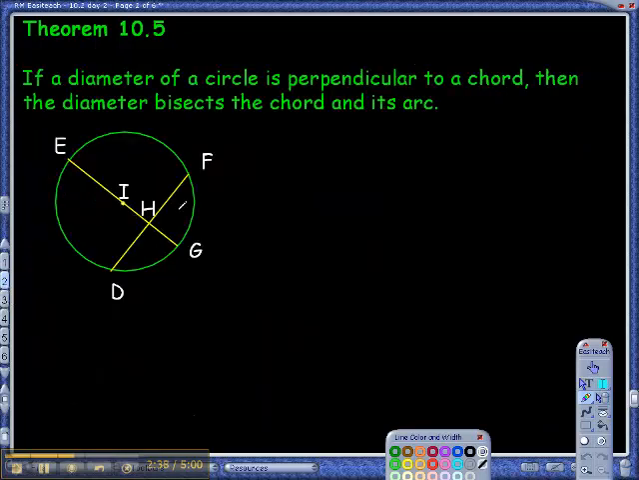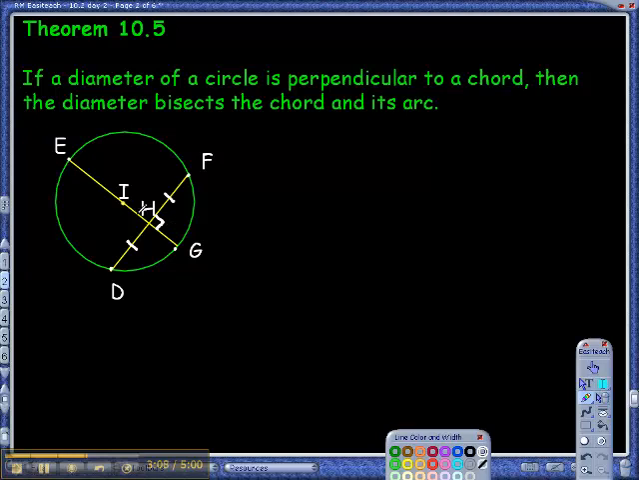All right, now, next one. It says, if a diameter of a circle, so I've got a diameter, EG is the diameter right here. It goes through the center. Its endpoints are on the circle. If we have a diameter of a circle that is perpendicular to a chord, so again, I've got a chord marked here. A chord has 2 endpoints that are on the circle. If a diameter is perpendicular to a chord, then it will also bisect that chord.